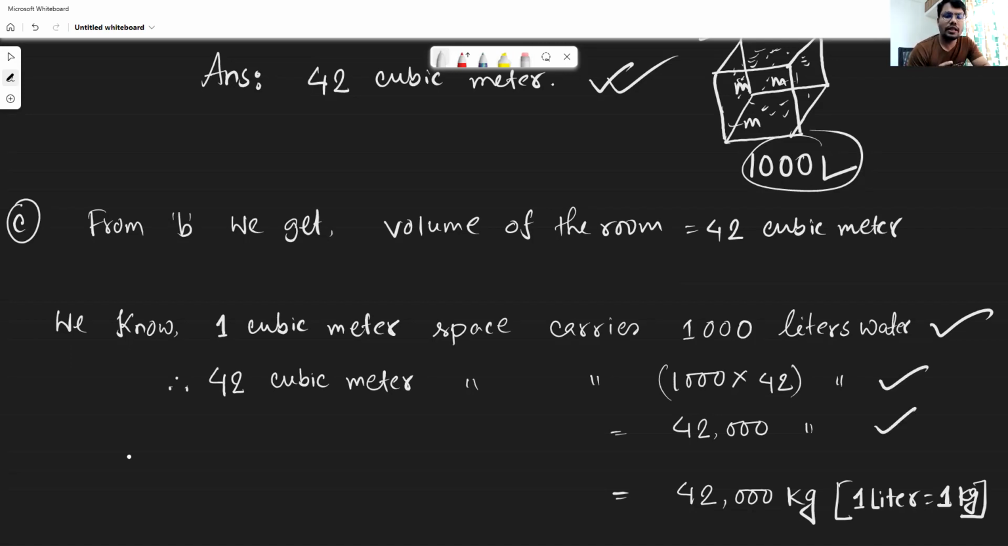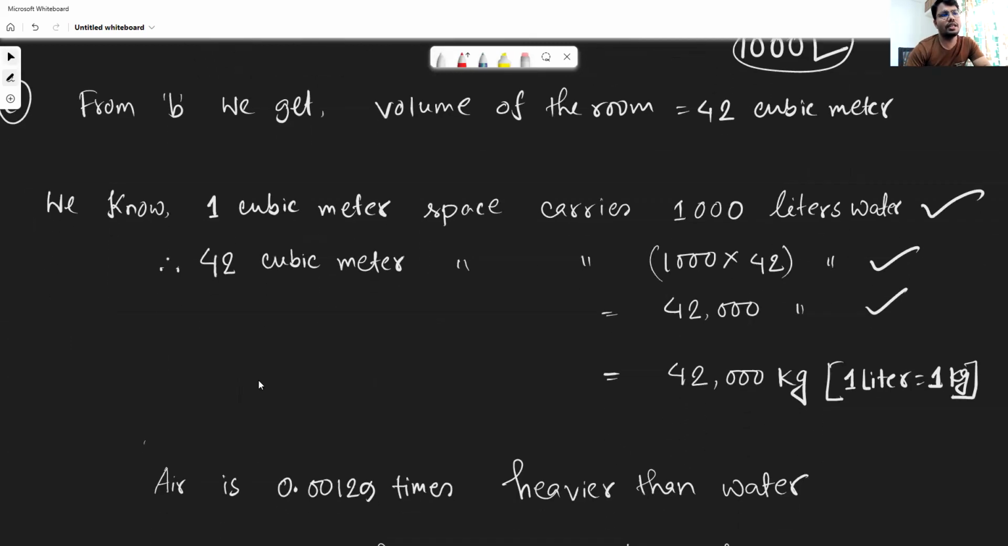Here we know water is measured by the liter, but the air is measured in the unit of kg. That means we have to convert liter into kg. So this is the relation: 1 liter equals 1 kg. So for 42,000 liter it will be 42,000 kg. This is the weight of the water inside the room. If the room or container is filled up with water, then the total weight will be 42,000 kg.